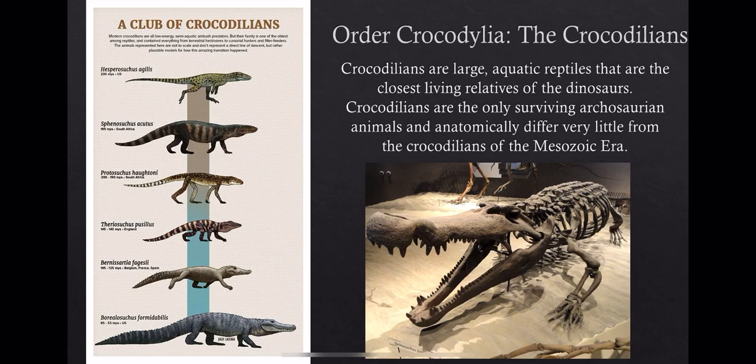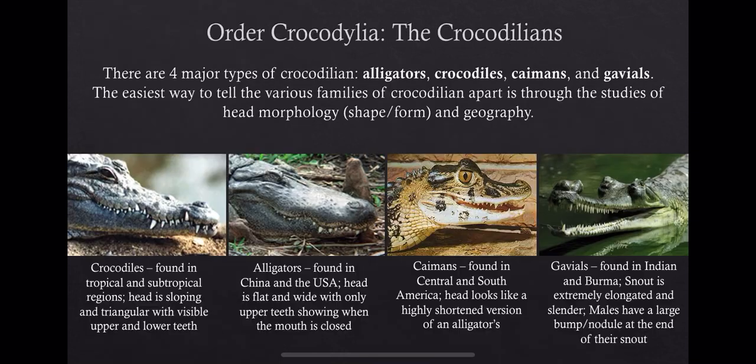So now we're going to talk crocodilians. The crocodilians are the only surviving archosaurian reptiles. Some put the birds in the archosaurian category. We'll talk about birds in a later little mini unit, but crocodiles are the closest dinosaur relatives in the modern reptiles classification. Anatomically, they have not changed very much from their ancient dinosaur ancestors.